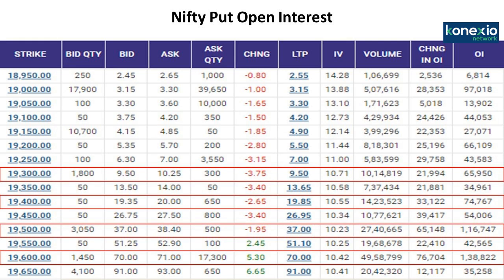In Nifty puts, the action was seen in 19,600 puts, then 19,500 puts, 19,400, and 19,300 puts. Here you can see a rise in the open interest and a rise in the volume. Implied volatility is between 10.42 and 10.71. The option premium is so-so. It is neither positive nor negative. It is flat.